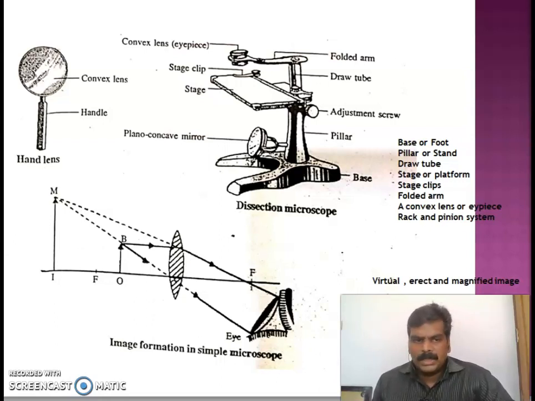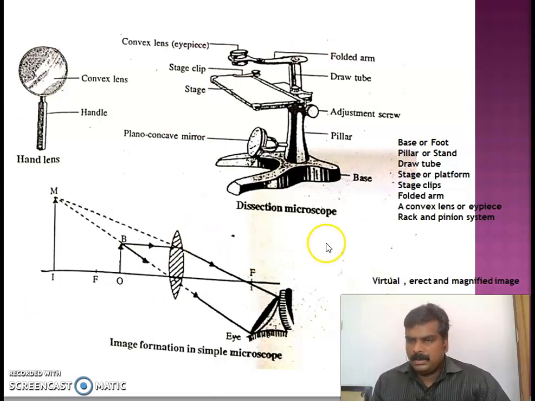Resolving power is concerned with the numerical aperture and the wavelength of the light used. So, any microscope has two properties. One is magnifying power and the second one is called resolving power. Magnifying power is the ratio of the size of the retinal image formed with the help of a microscope to the image formed by an unaided eye, whereas resolving power is a function of numerical aperture and the wavelength of the light used.